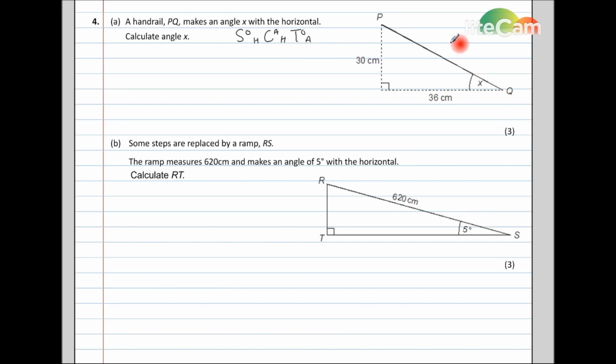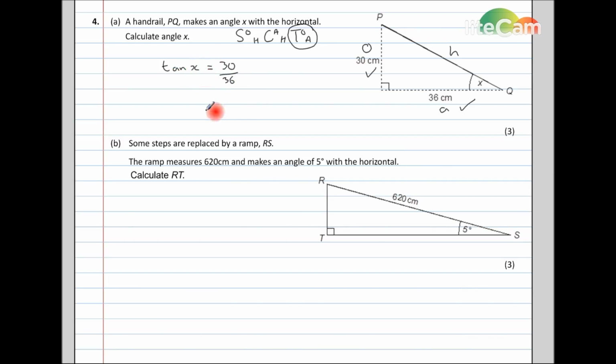So here's the hypotenuse. Here's the side next to the angle, so that's the adjacent, and here's the side that's opposite the angle, not touching it, that's the opposite. So we know the adjacent and the opposite, which means we're going to use tan. So we're going to write the formula down with the numbers substituted in. Tan x, because we don't know the angle, equals opposite, which is 30, over the adjacent, which is 36.